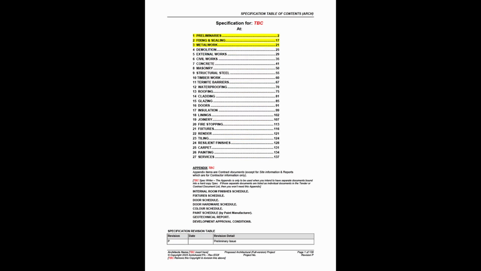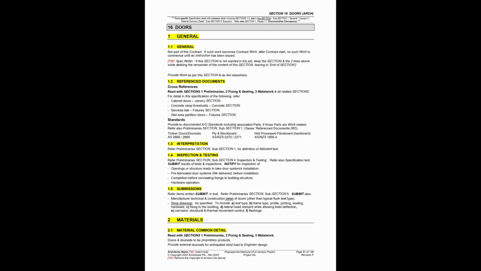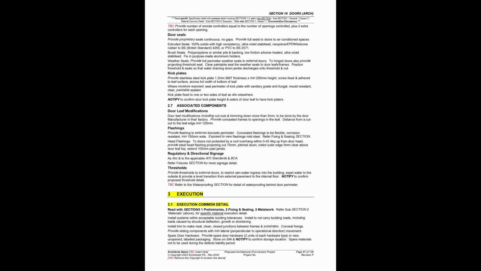The first 3 spec sections are common sections, meaning the rest of the spec can't be read without them. Their detail applies to all trades. Having it in one place avoids repetition elsewhere. Common detail also occurs in each section, seen here in the doors section. It is presented as common clauses at the start of each of the 3 subsections.